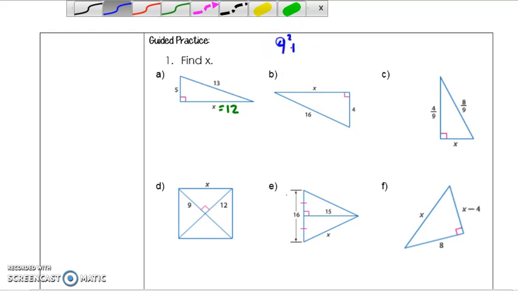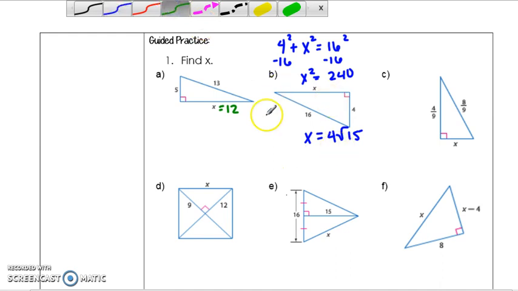So 4 squared plus x squared is equal to the hypotenuse 16 squared. So I'm going to subtract 16 from our 16 squared. That's going to give me x squared equals 240. So x on this one is 4 square root 15. So it's not a Pythagorean triple, but we can still find x using the Pythagorean theorem.